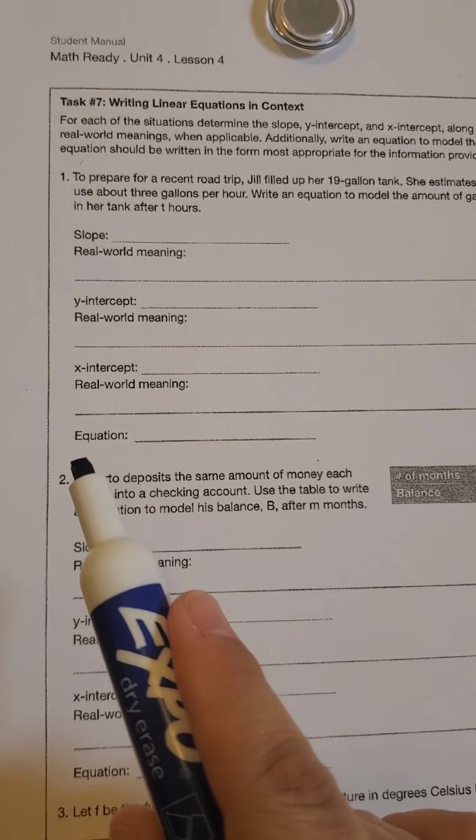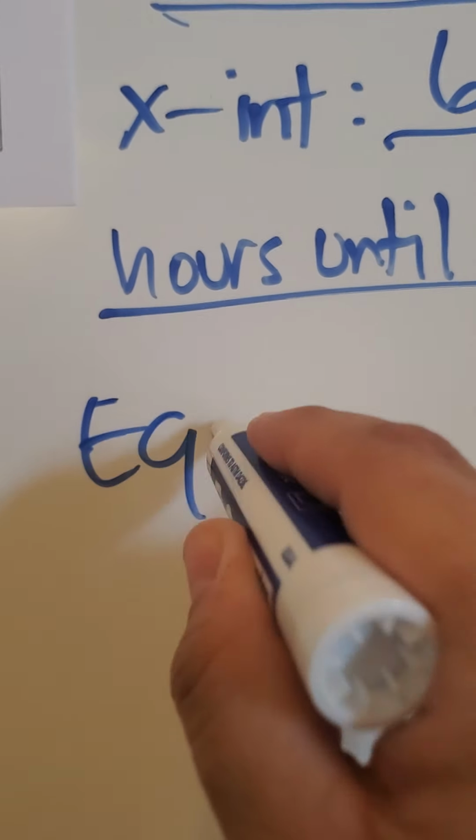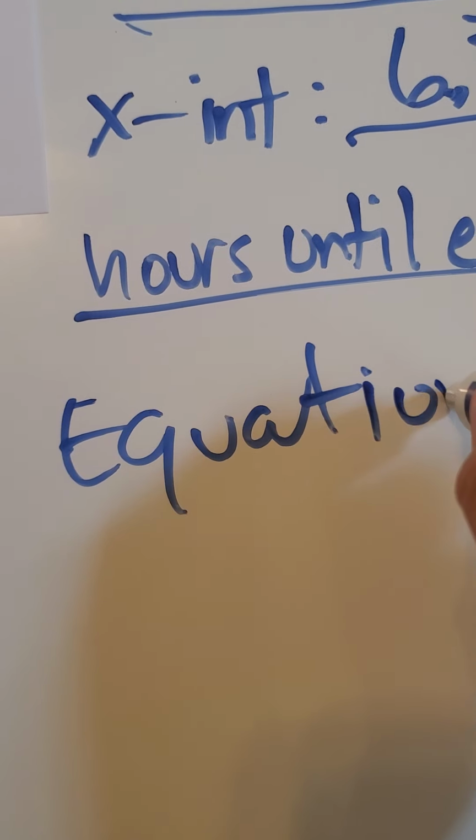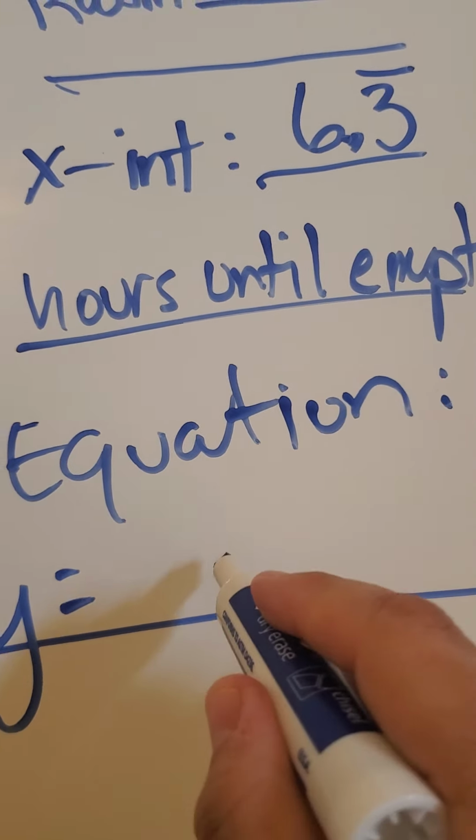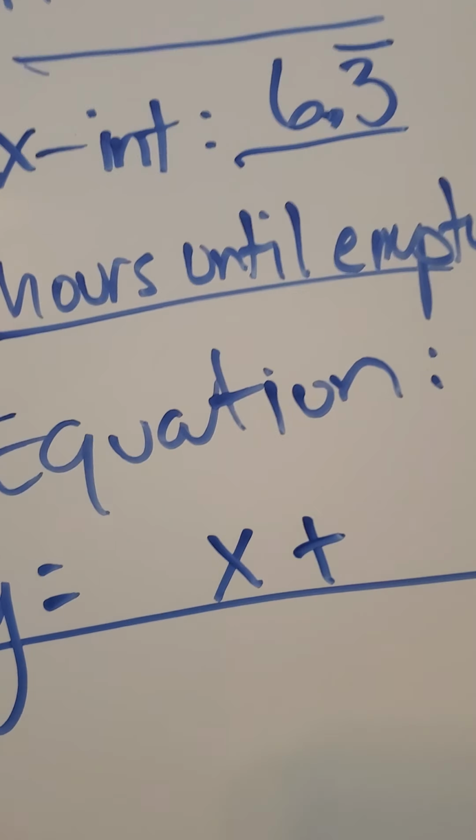Okay. All right. So then the last thing is equation. All right. So equation. Now, if I remember correctly, the only thing I need for an equation is y equals mx plus b, right?